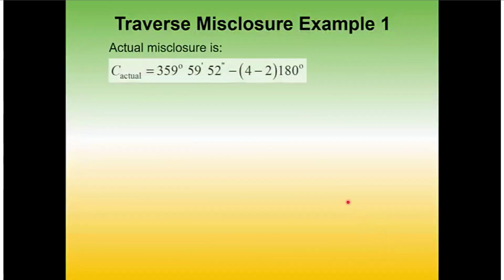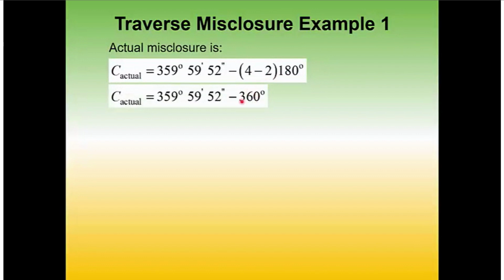We'll take that sum and we will subtract it from the geometrically correct sum. 4 interior angles minus 2 gives us 2 times 180, or that's 360 degrees. So the actual closure is 359 degrees 59 minutes 52 seconds minus 360 degrees. We can see that the actual closure is a negative 8 seconds. So that answers the first part of our problem.